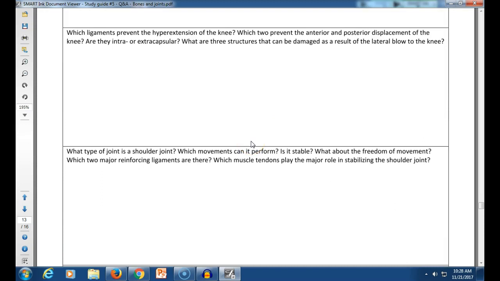Which ligaments prevent the hyperextension of the knee? It's the collateral ligaments, tibial and fibular. Okay? Does that make sense? Which prevent the anterior and posterior displacement, the ones that are torn often? Two cruciate ligaments: anterior and posterior cruciate ligaments. Question?